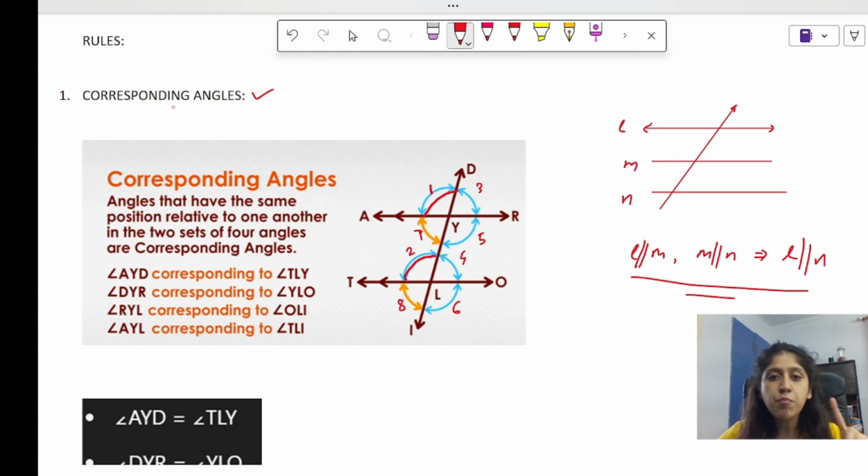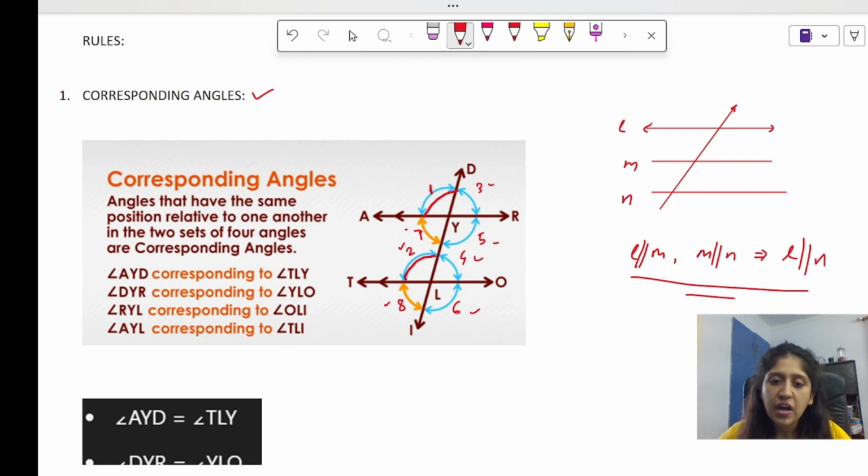Don't worry, corresponding angles. When we have two parallel lines, there are certain angles which are made on the parallel lines. As you can see, I have marked them 1, 2, 3, 4, 5, 6, 7, 8. All these are angles. I hope you are able to clearly see all the angles. 1 is this angle, 2 is this angle, 3 is this angle, 4 is this, 5 is this, 6 is this, 7 is this, and 8 is this. I hope all the angles are very clear and visible to you all. Now, what are corresponding angles and what is the rule related to corresponding angles? We are going to learn that first.